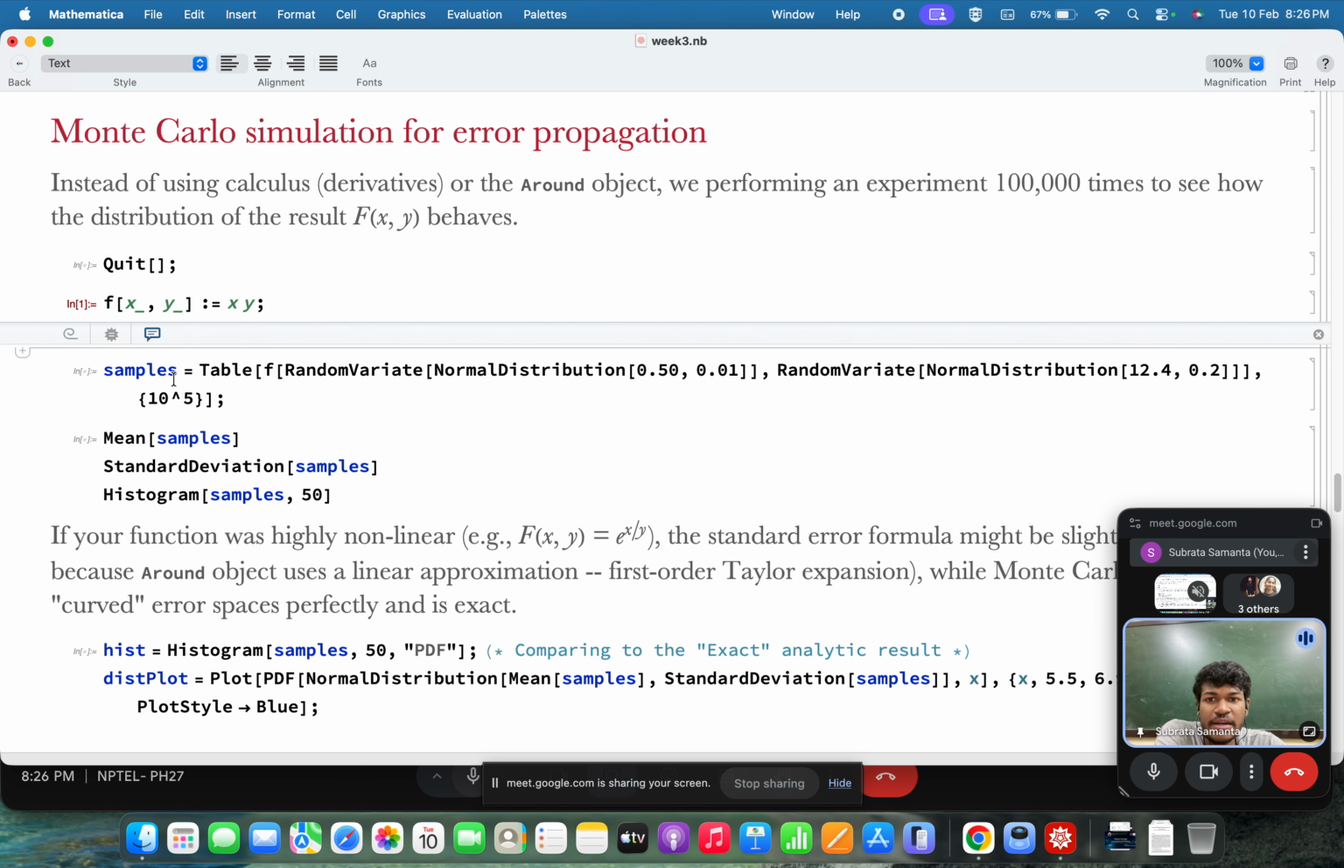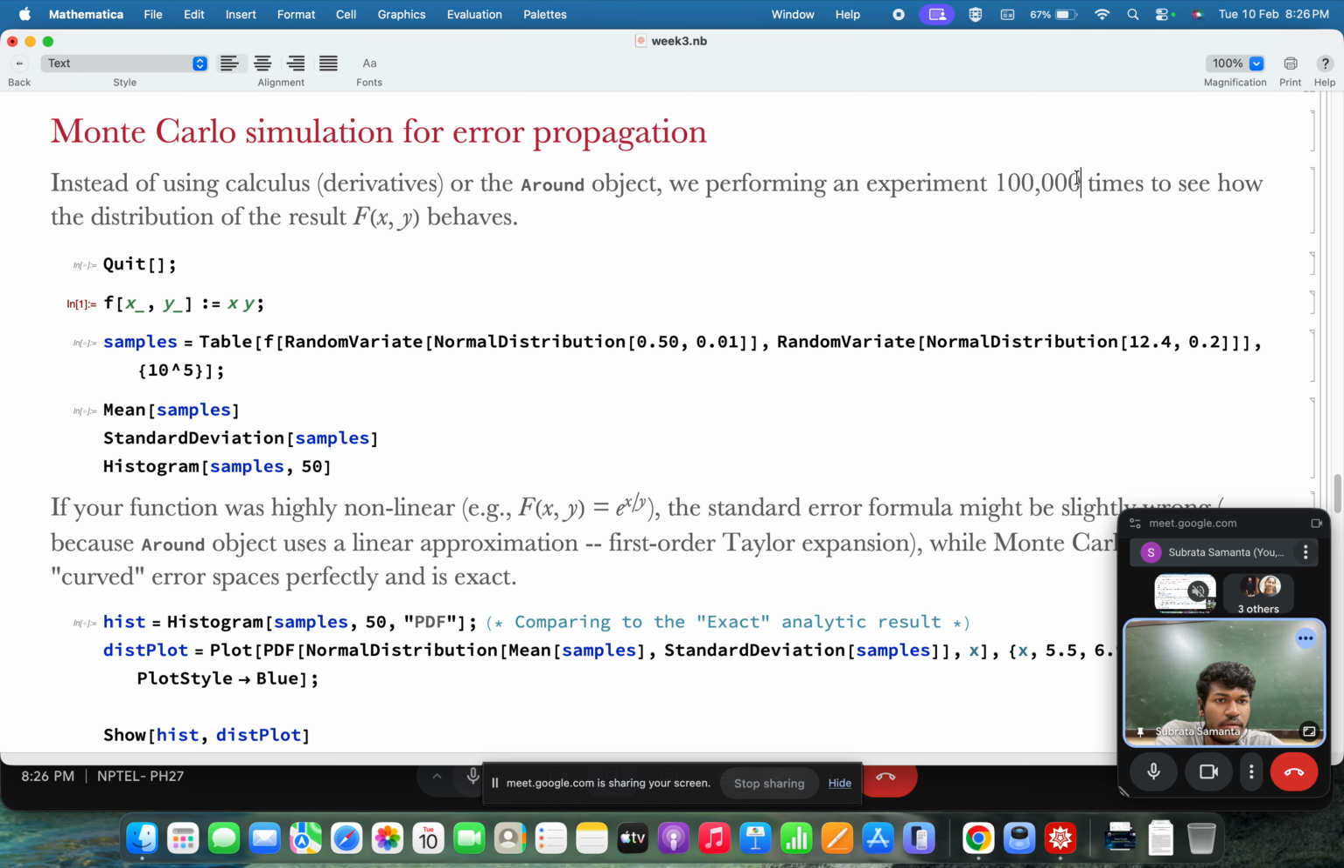Now, I generate samples. The samples are basically 10 to the power 5 data points, and I choose random variables. So, this is f, the functions, where x and y are the random variables. For the random variates I consider normal distributions, Gaussian distributions, with a mean 0.5 and 0.01. My first variable is generated from this distribution, and my second variable is generated from this distribution.